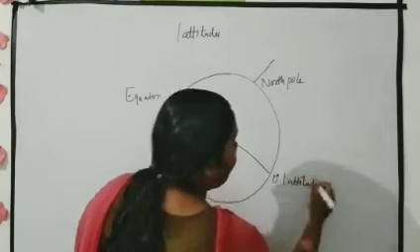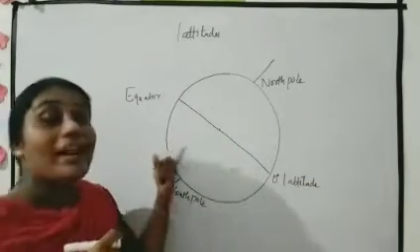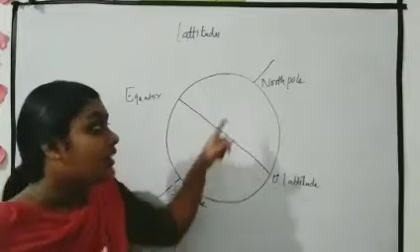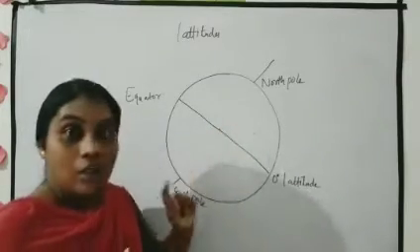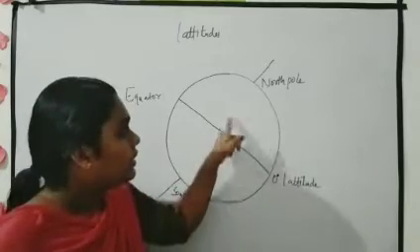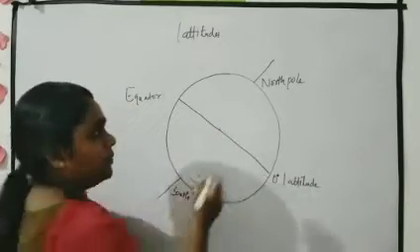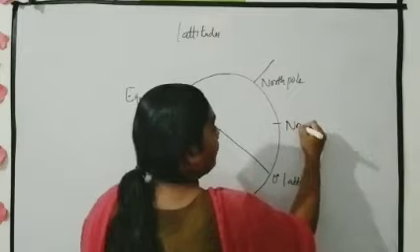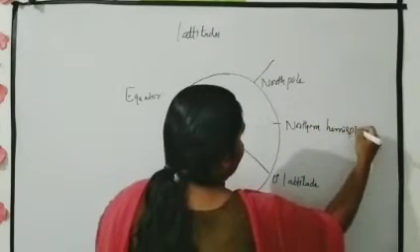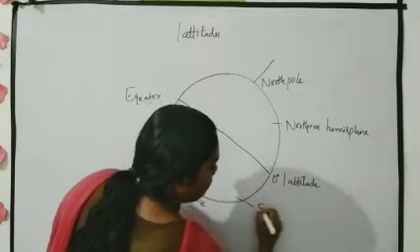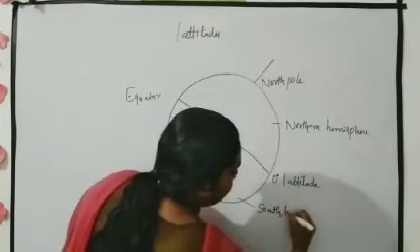Yes students, this equator divides the earth into two halves. They are called hemispheres. Here this is the northern hemisphere and this is the southern hemisphere.